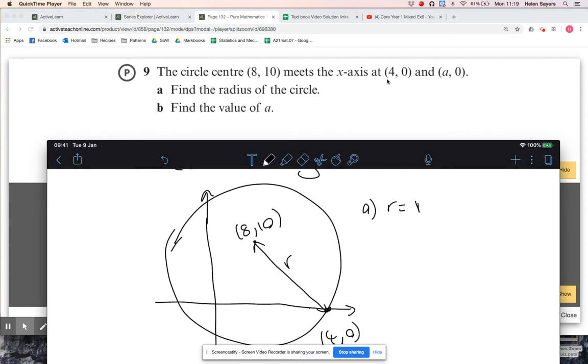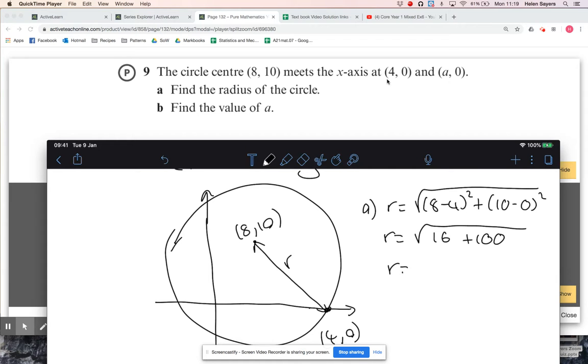So r is going to be the square root of (8 minus 4) all squared plus (10 minus 0) all squared. So r is going to be root 16 plus 100. So root 116, and let's just be really lazy and stick that into the calculator. So that simplifies to 2 root 29. I mean, they didn't mention simplifying it, so root 116 might be okay. They didn't say give an exact form, so 10.8 should also be acceptable.